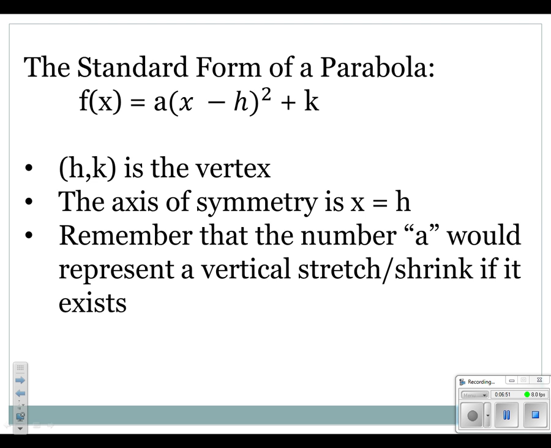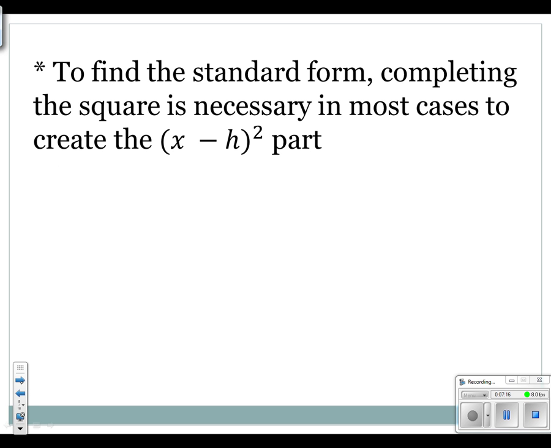Remember that the number A, look up in that standard form. Do you see where A is placed, where it's multiplied to that parenthesis piece? A would represent the vertical stretch or shrink if, in fact, there was a number sitting there. So you very well could end up with a constant in that position, fraction or integer. All right, let's play around with this a little bit.